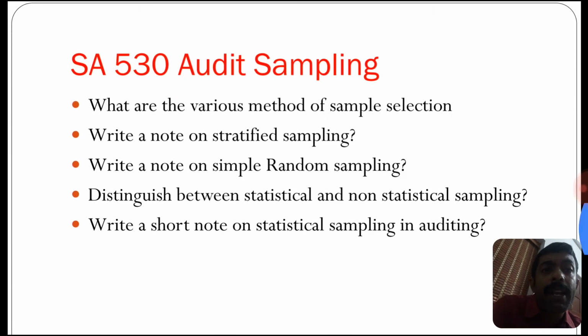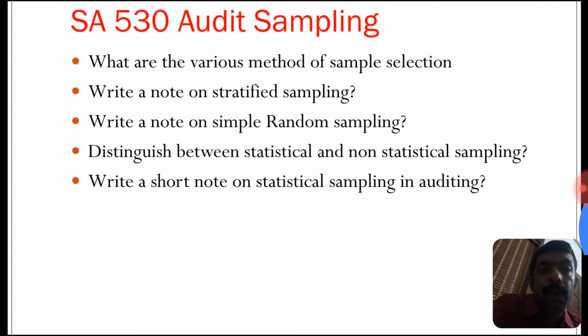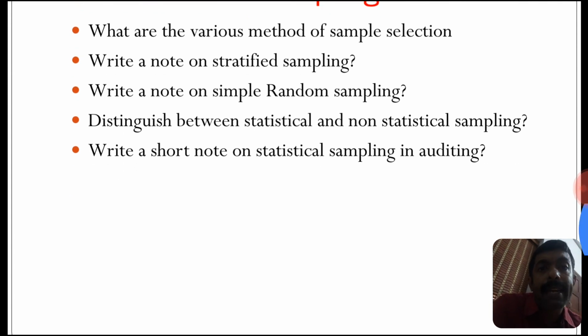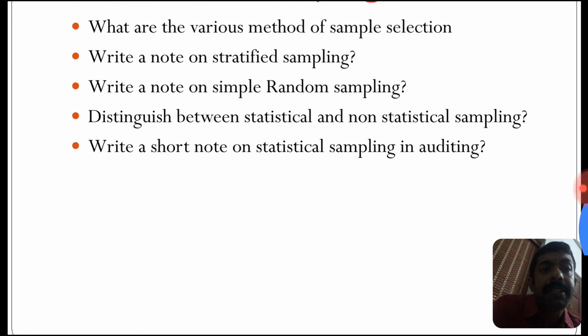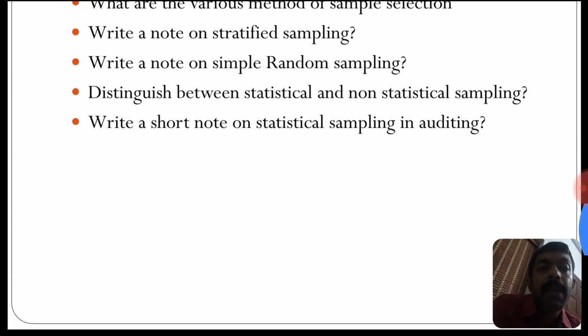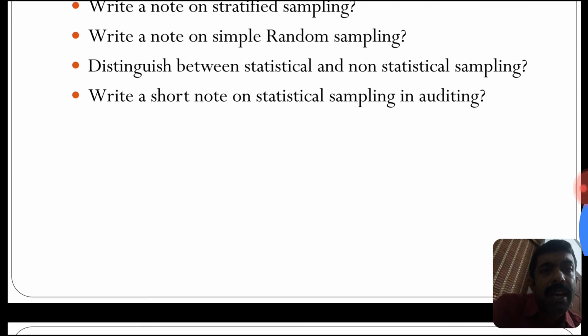An auditor, while analyzing the errors in a sample, need not consider the qualitative aspects of errors detected. Comment. What are the various methods of sample selection? Write a note on stratified sampling. Write a note on simple random sampling. Distinguish between statistical and non-statistical sampling. Write a note on statistical sampling in audit.